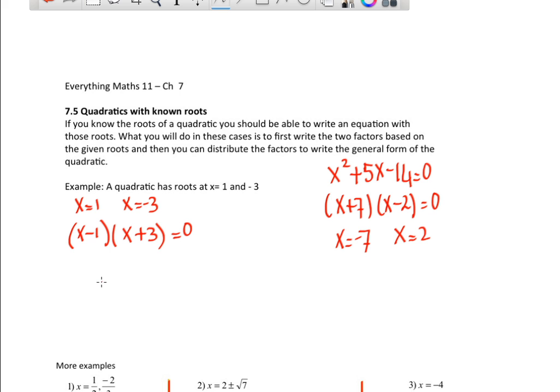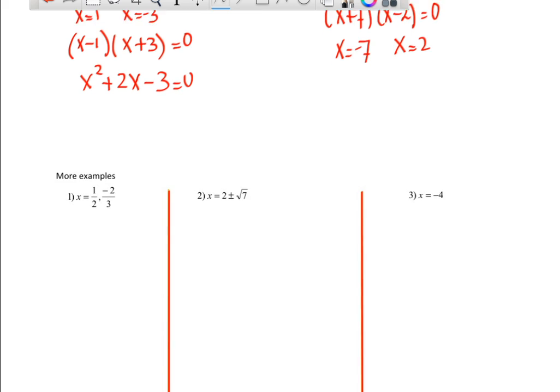Then we tend not to leave it in this factored form here because we do want to see it in the quadratic form. So that's x squared plus 3x minus 1x. So that's x squared plus 2x minus 3 equals 0. So that's the principle behind this. Okay? It can get a little more difficult.